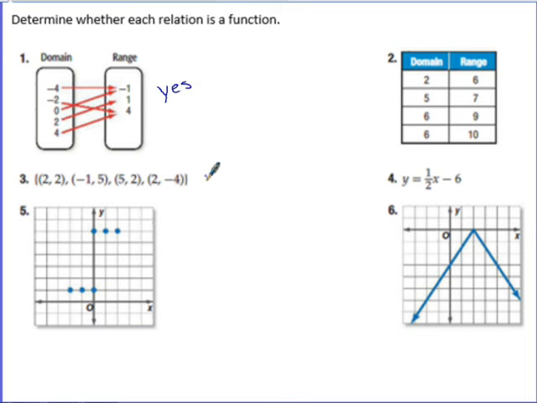Alright, if I look at this one, I have a list of ordered pairs. So now I'm going to look at my x values. I have 2, -1, 5, and 2. Because the 2 is there twice, it repeats, so it is not a function.